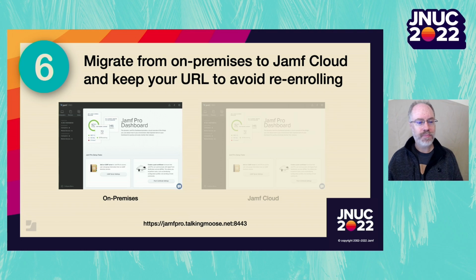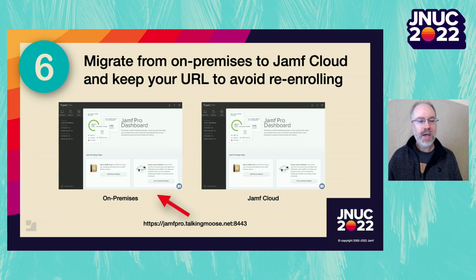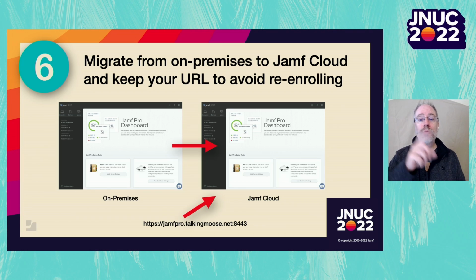Here's what happens. About a week before your migration, we'll have you reduce the time to live for your DNS record that points to your on-premises server to the shortest time possible. That could be 5 minutes or maybe an hour. We have a migration service to help you copy your database from your on-premises server to your Jamf Cloud instance. And when everything is ready, you simply instruct your network engineer to point your URL to Jamf Cloud.